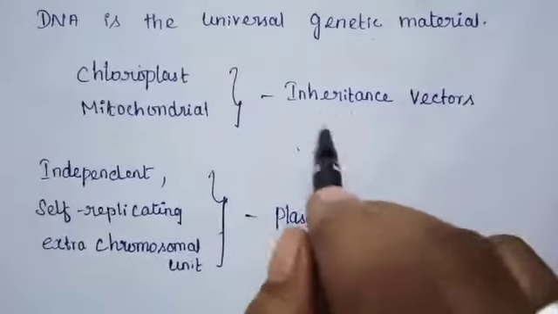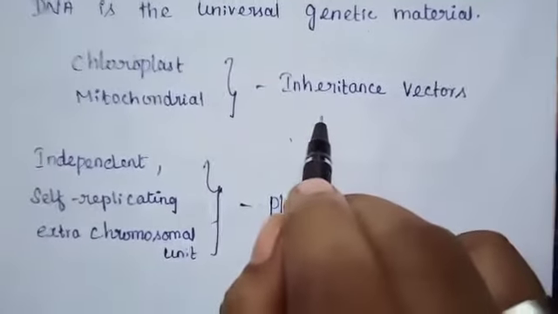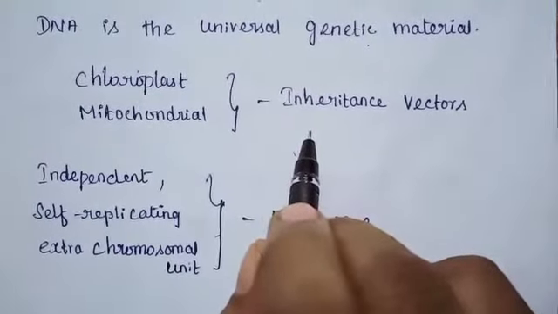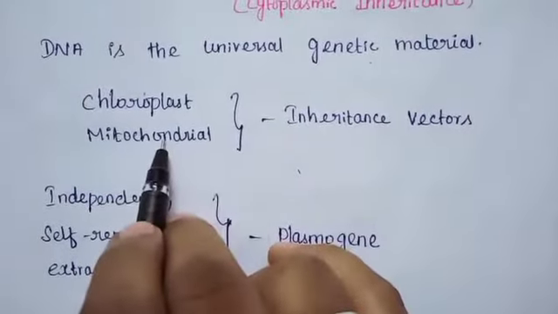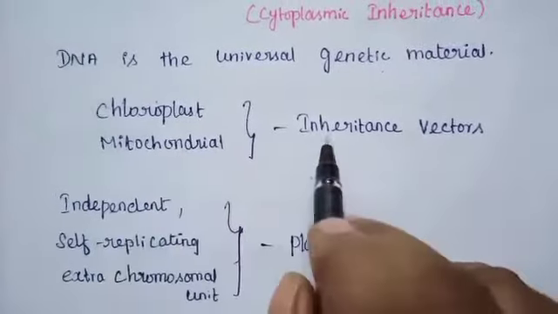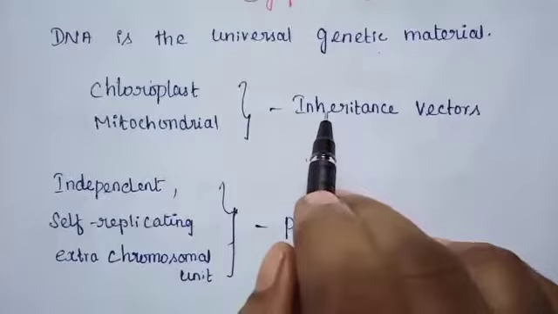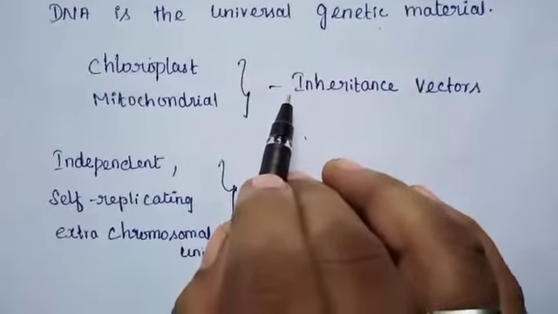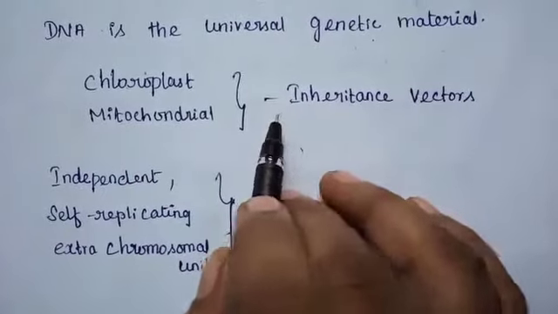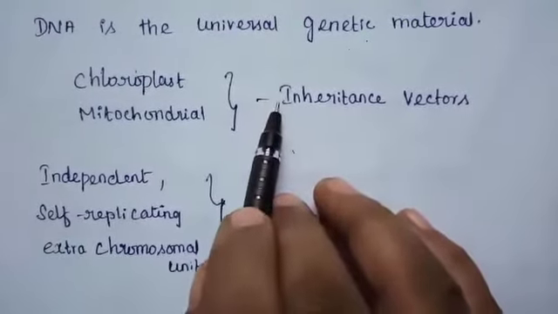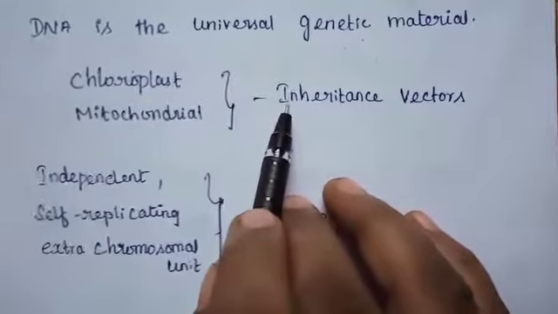So this follows Mendelian inheritance, but certain traits are governed by chloroplast or mitochondrial genes, which are also responsible for that inheritance. So it acts as an inheritance vector. This phenomenon is known as extranuclear inheritance. It is a kind of non-Mendelian inheritance. It does not follow Mendelian inheritance, so it is called non-Mendelian inheritance.